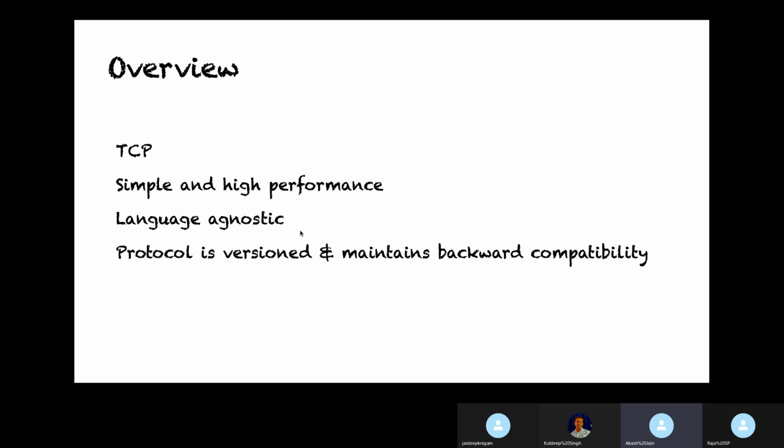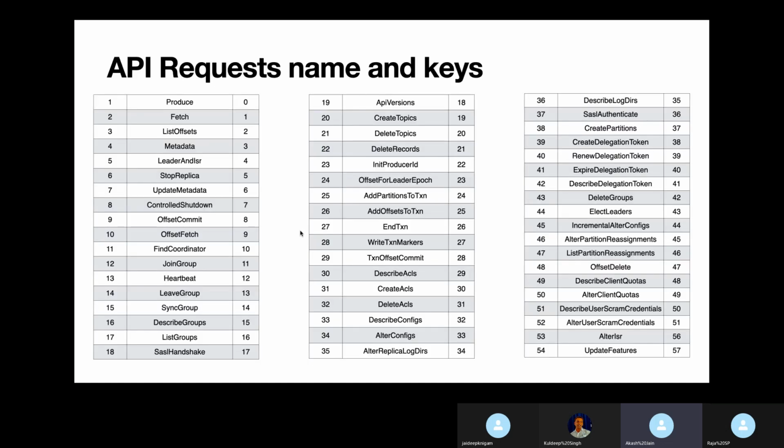Now, the Kafka protocol is comprised of 54 API requests, and if you read some of these, we might be able to make sense of them. For example, produce and fetch. We can guess that produce is the API request which the producer client sends to the Kafka broker to produce messages to a particular topic and partition. Similarly, fetch is used by the consumer to read messages from a particular partition of a topic.